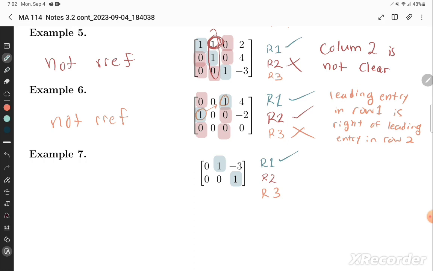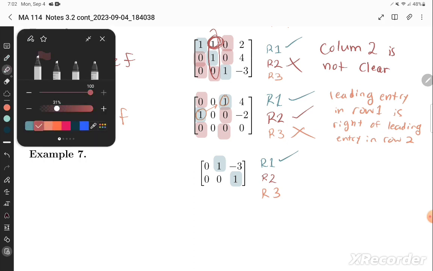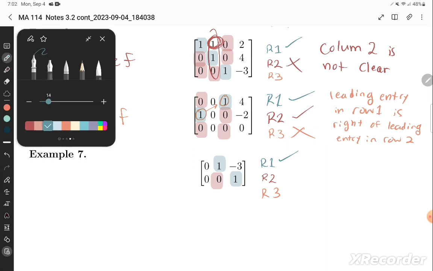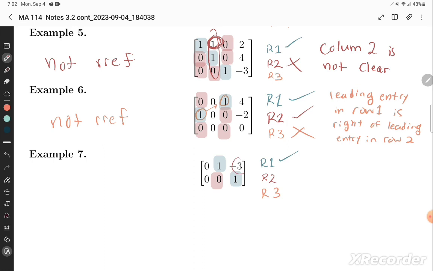Good. Now, for each column that I have a leading entry, are my columns clear? All right, this column's clear. However, if I look at this column here, this column is not clear, so column 3 is not clear. I have a leading entry in row 2. My leading entry in row 2 is in column 3, but column 3 is not clear. So this is not row reduced echelon form.